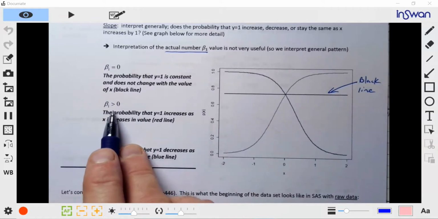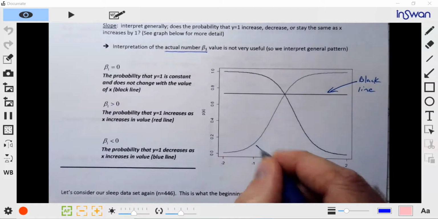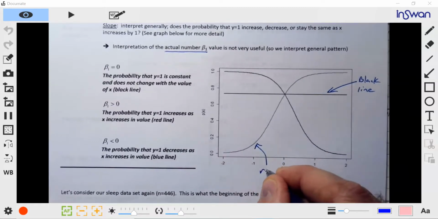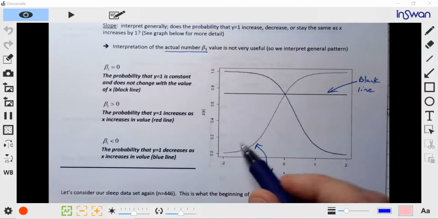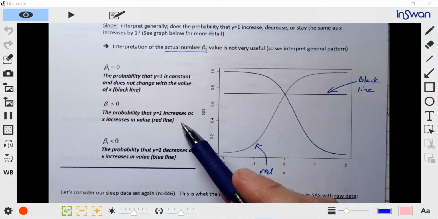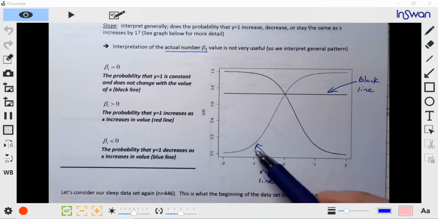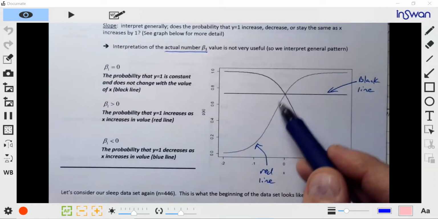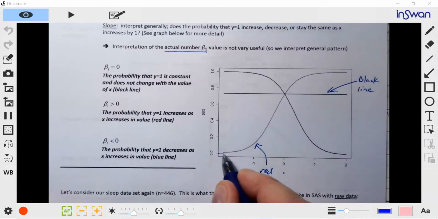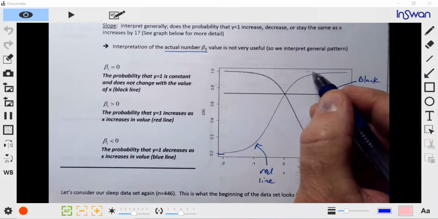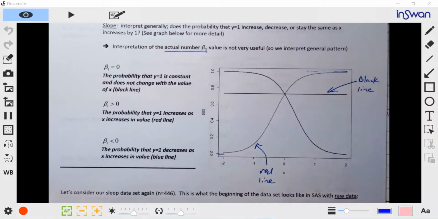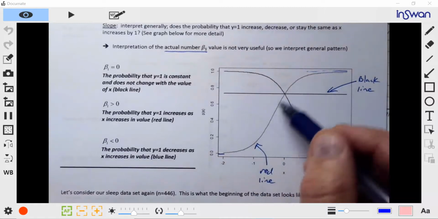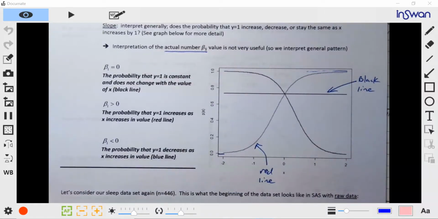If beta 1 is greater than 0, this is my red line. Then the probability that y equals 1 increases as x increases. So we have this S-curve, and the probability usually looks like this S-curve because notice that it bottoms out at 0 and it asymptotes at 1, right? Probabilities have to go between 0 and 1, so we would have this S-curve that increases as x increases.